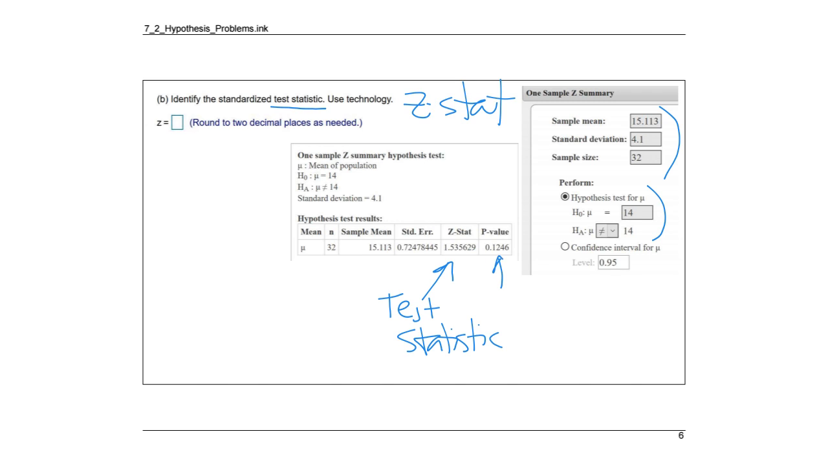Right? And then my p-value is here. So my test statistic is going to be 1.54. My p-value is going to be 0.1246. So that all comes out of StatCrunch, which is really great.